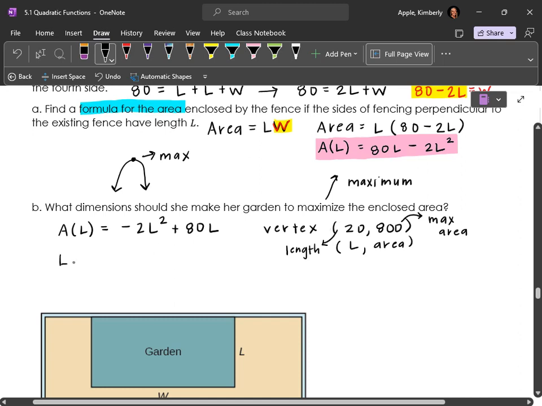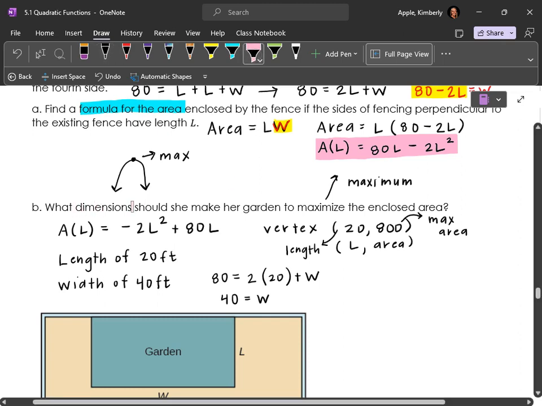So that would be a length of 20 feet. And going back to our original setup, we would find the width by plugging back into that. So, what's the width? If we have 20 feet of length, we go back, and that's 80 total feet, 2 times the length of 20 plus W. If we solve that, we'll see that the appropriate width for those lengths is going to be 40 feet. And so those are the dimensions that it asks for.